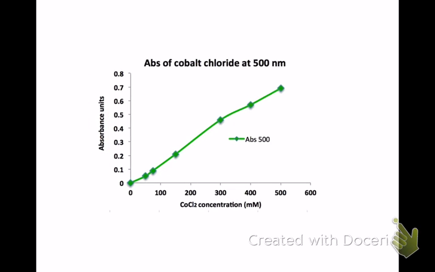I also have the option of relabeling the title, so I gave it something a little bit more informative instead of absorbance 500, which is what I had on my original graph. I added absorbance of cobalt chloride at 500 nanometers. It's a little bit more informative.